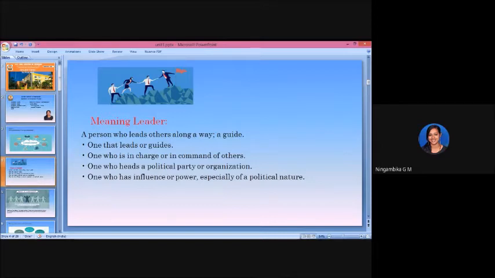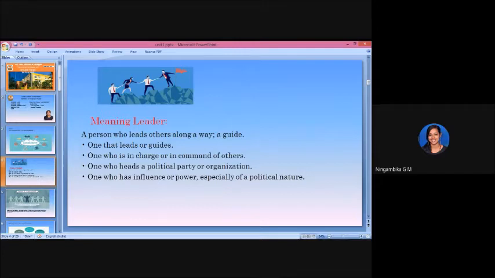It might be a political leader or an organizational leader who usually influences others to reach a specific goal. For example, when a task is given to freshers, the senior person as a leader will give them guidance and training to reach a specific goal. That person can also be called a leader. In brief, a leader is a person who leads others along the way, one who leads or guides, one who is in charge or in command of others, and also one who heads a political party or organization, who has influencing power and always helps them to reach a specific goal.